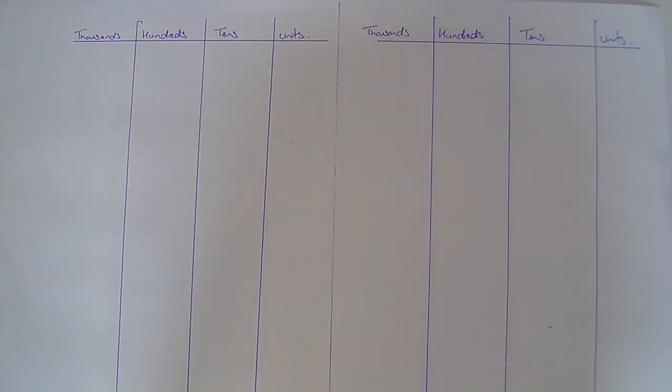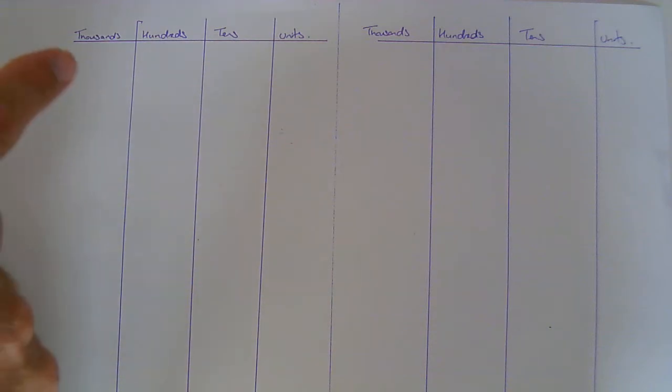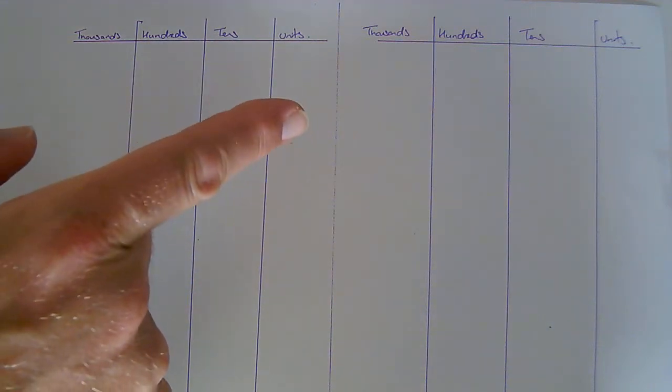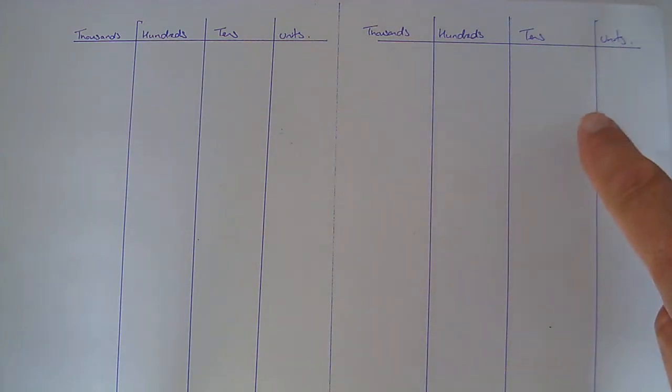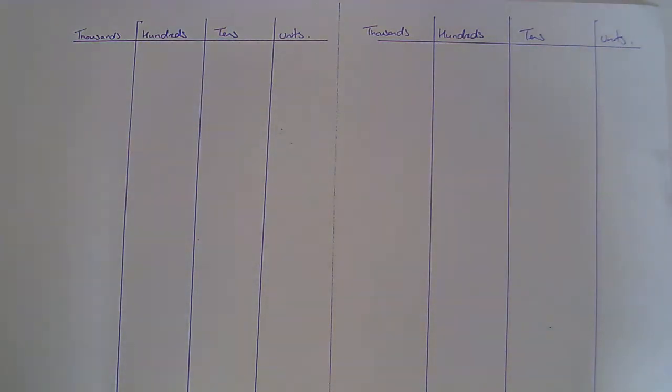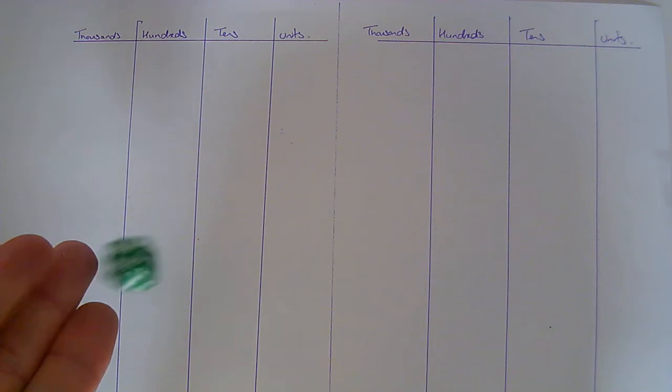Okay, we're going to try a quick game here. You'll see I've got two sets of columns drawn out. I've got thousands, hundreds, tens, and units for the first player, and I've got thousands, hundreds, tens, and units drawn out for the second player.